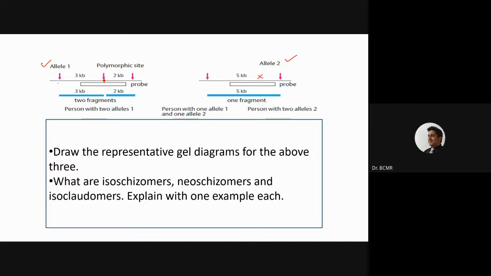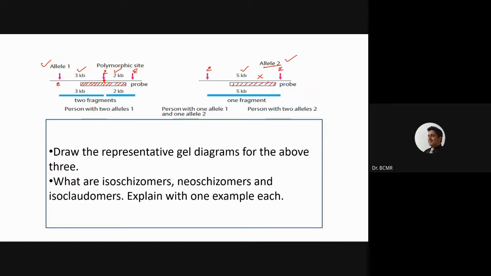So this is, for example, with EcoR1: EcoR1 site and EcoR1 site, whereas here there are only 2 EcoR1 sites. So if the DNA was treated with EcoR1, we will get a 3 kb fragment and a 2 kb fragment, whereas in allele 2, we will only get one 5 kb fragment because there is no internal restriction site there. And the rectangle-like box that is shown here, that is the probe.